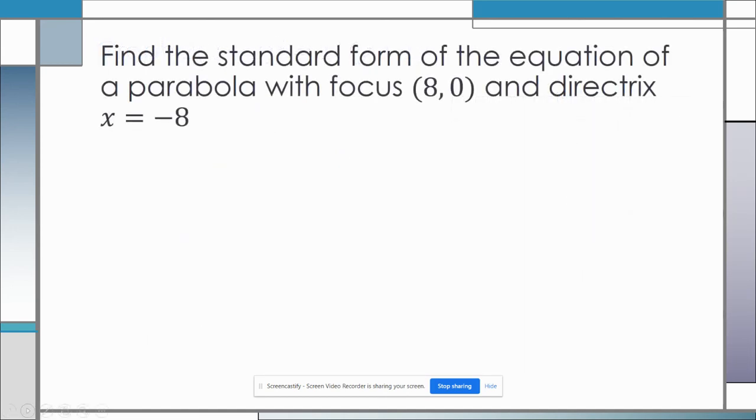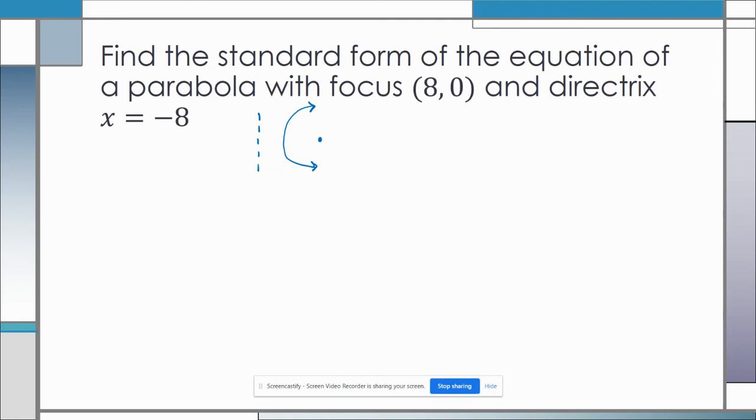All right, looking at a couple of examples of having to write equations. So we want to find the standard form of the equation of the parabola. The focus is at (8, 0). The directrix is x equals -8. So the moment I see that it says x equals -8 for the directrix, remember, that is a vertical line. And because that's a negative value and the focus point is at (8, 0), meaning it has to be to the right of that, if my focus point is to the right, hopefully we're okay with the fact that our graph is going to have to look something like this.